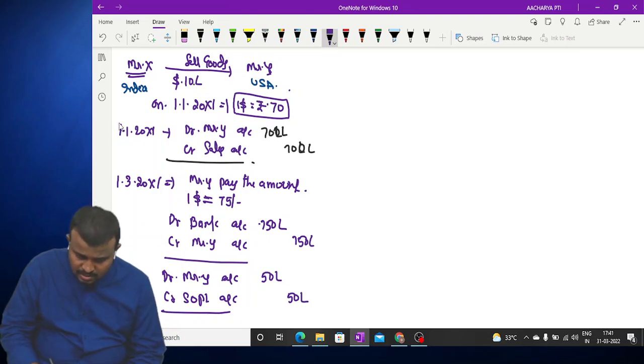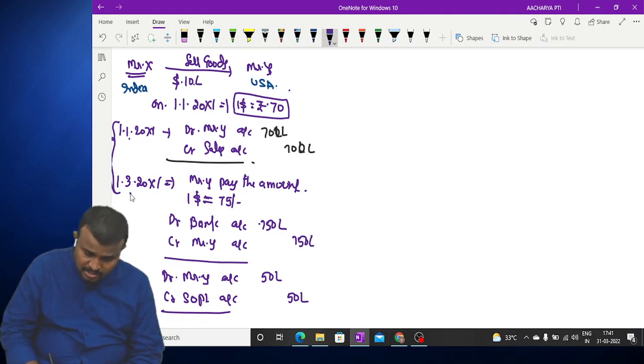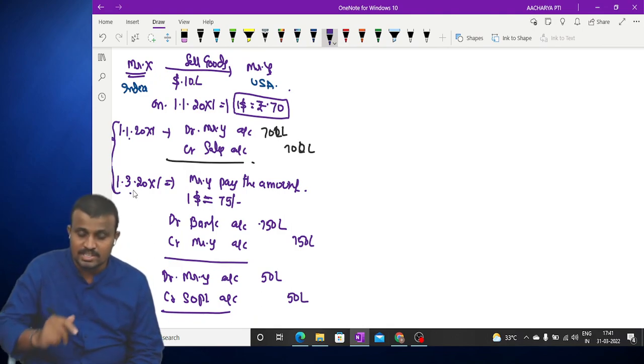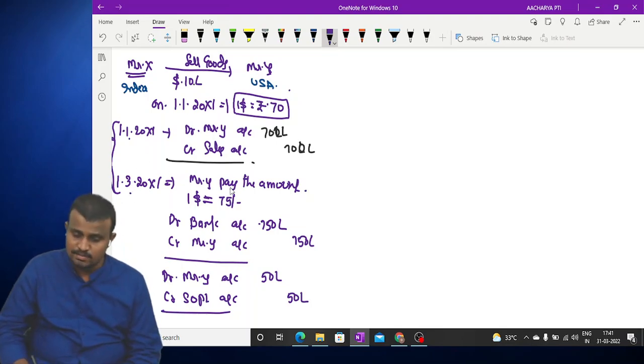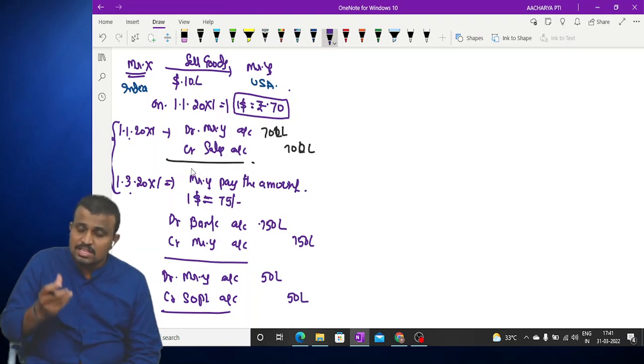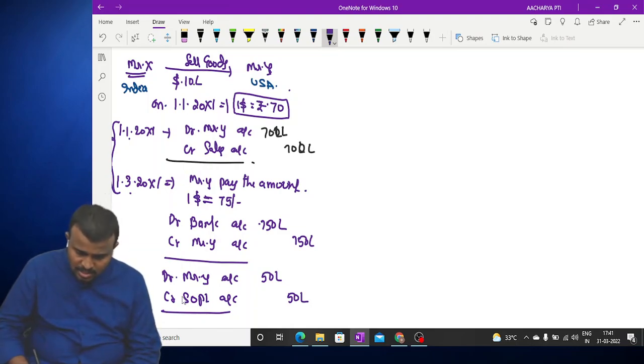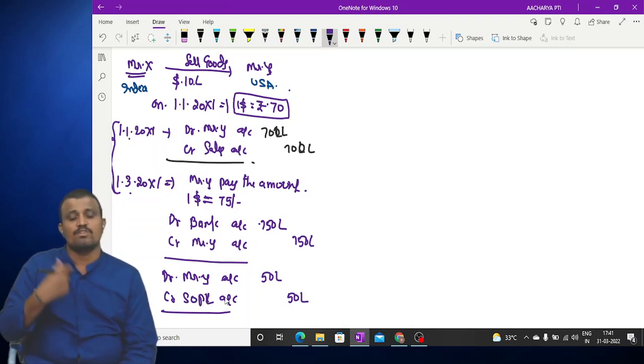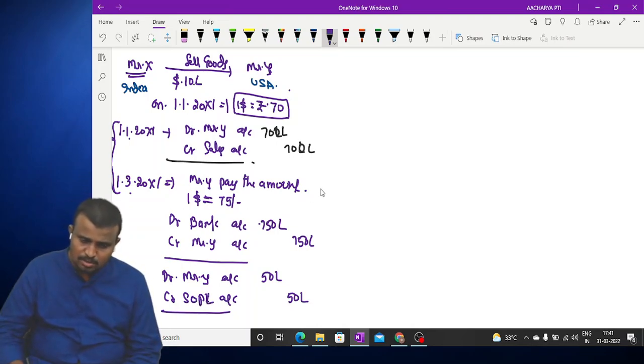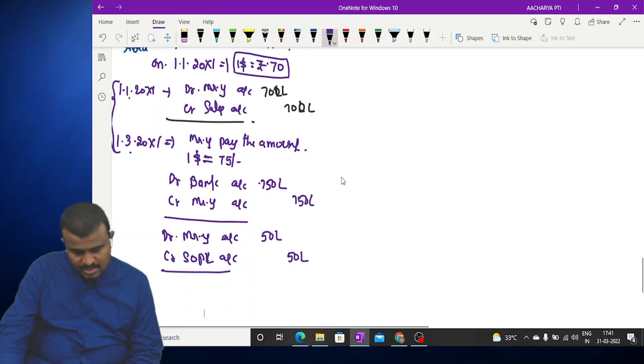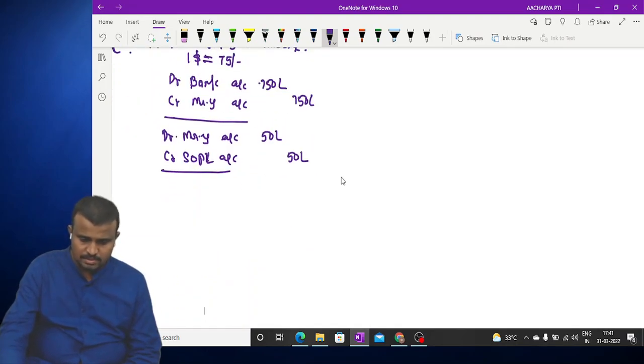So this means in case of any change in exchange rates between the date of transaction and the date of settlement, the difference created, the gain or loss created due to the change in exchange rate, is transferred to what? Statement of profit and loss. And the second example.